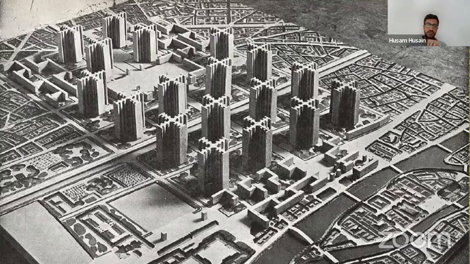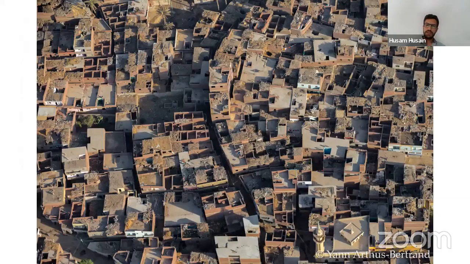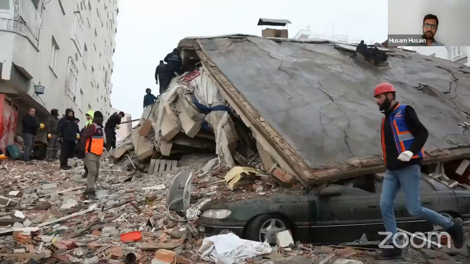This is another image to question. This is the project of Le Corbusier. What do we consider home? I mean, living in slums or in a planned city, or even in very dense, overpopulated areas. But when we see such images, this is an image from the earthquake last year in Turkey, we really start to question the meaning of a house or home or the place where we belong.